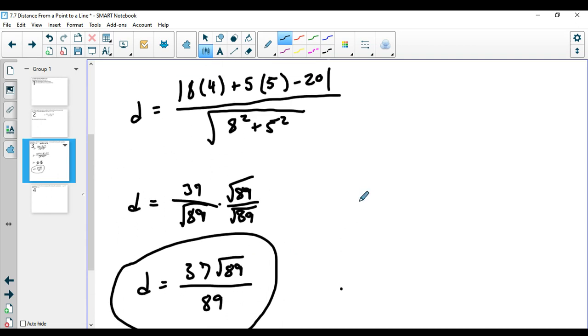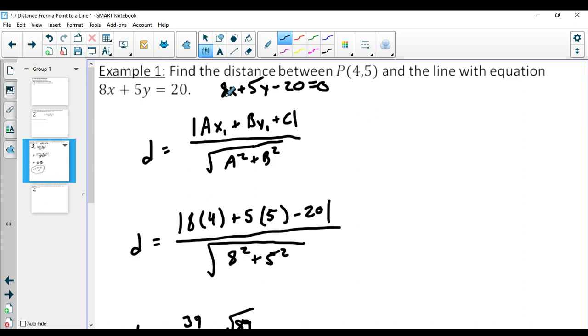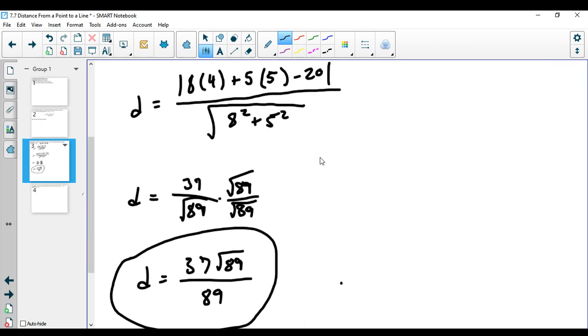So that's the distance between this point and this line. I'll leave that up for a second in case anyone is still copying down. I think it's boring because it's really just following that equation and plugging stuff in, right? So if you can plug numbers in, you're A-okay.